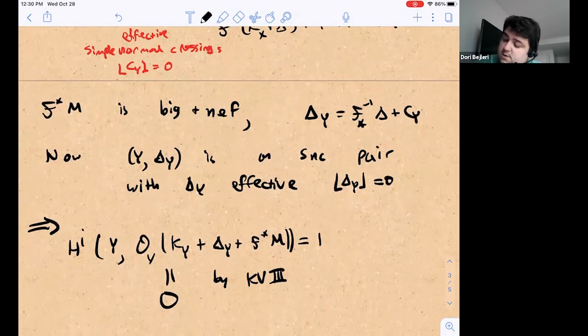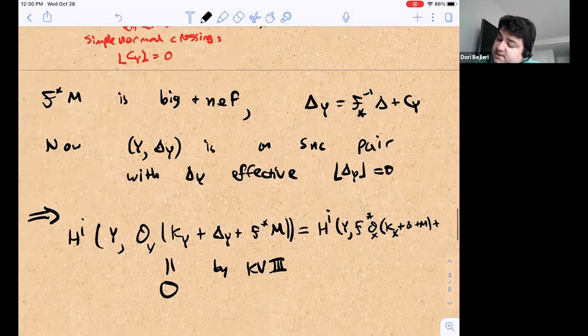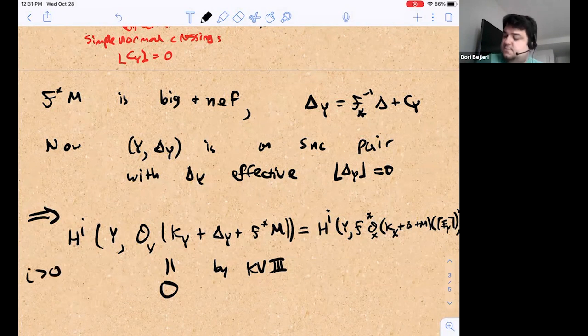This is the same as the cohomology of the pullback of O_X of K_X plus delta plus M, plus this effective exceptional piece, so twisted by the round up of E_Y. Okay, and of course this is for i bigger than 0.